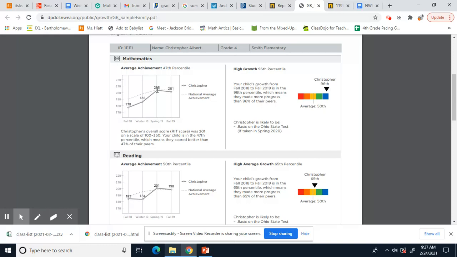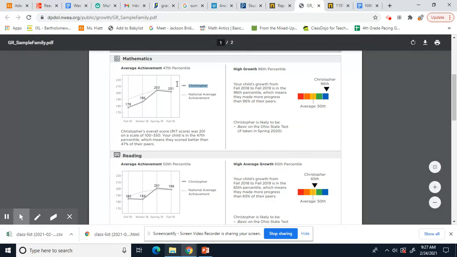That darkened line is where your student will fall. You can see that it says Christopher next to that line. That's where your student's points are. That's the most important thing to look at. It'll also show you the national average achievement line.